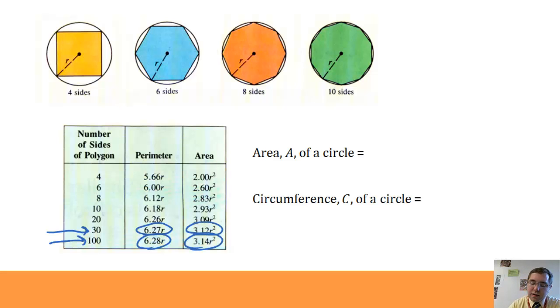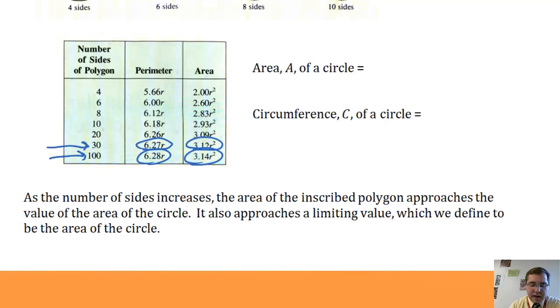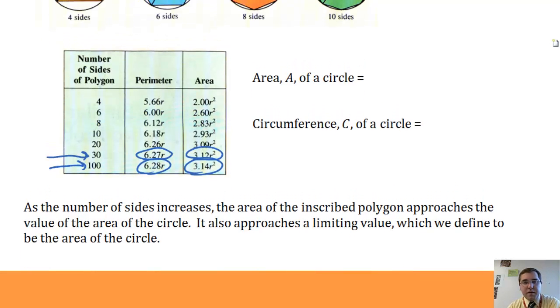What that means is that as the number of sides increases, the area of the inscribed polygon approaches the value of the area of the circle. And it also approaches a limiting value, a value it's not going to go over, even if I keep adding more sides. And we define that limiting value to be the area of the circle.